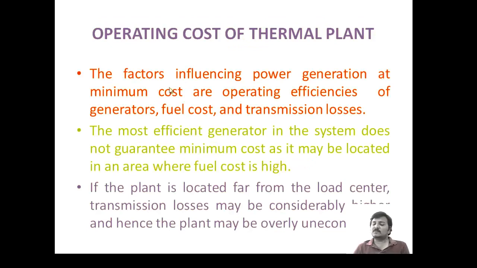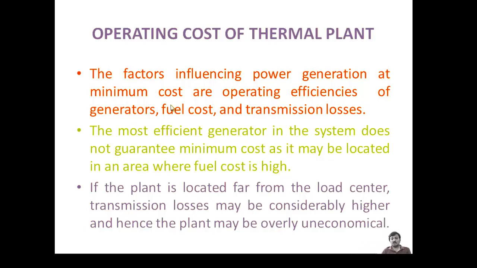Now the operating cost of a thermal plant: particularly in a thermal plant, the fuel cost is the most important. The factors influencing power generation at a minimum cost are the operating efficiencies of the generators, the fuel cost, and the transmission lines. So in two ways we can reduce the cost so that the economic operation will be optimized. Another thing is we can reduce the losses, so that we can also improve the efficiency and the economic operation can be conducted more effectively.